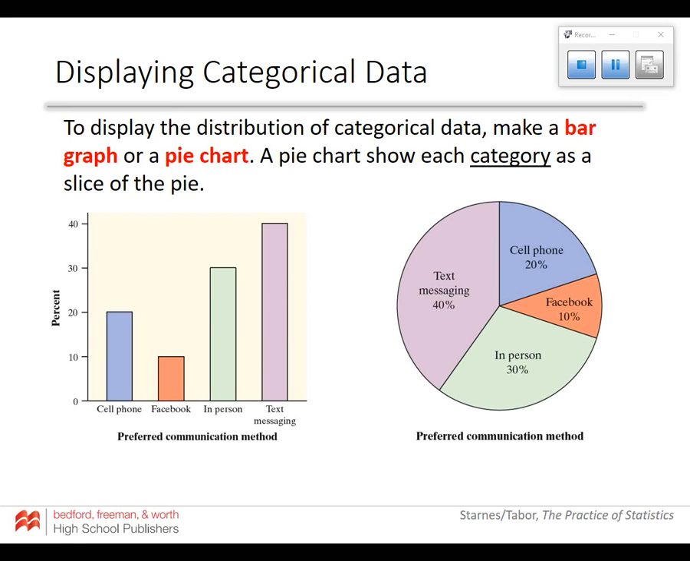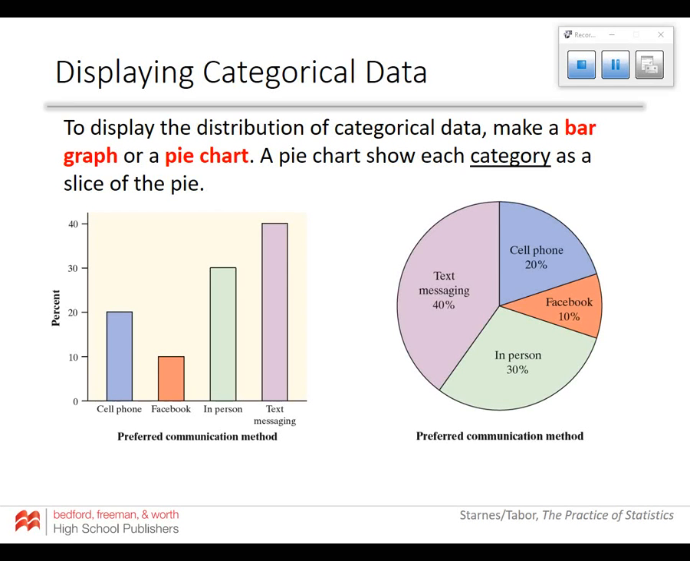And then in person is 30%, about a third of the graph. About, not quite. And Facebook is 10%. The main thing here is not that they're perfectly drawn, but that you can tell by looking at the slice which part has a greater percentage.